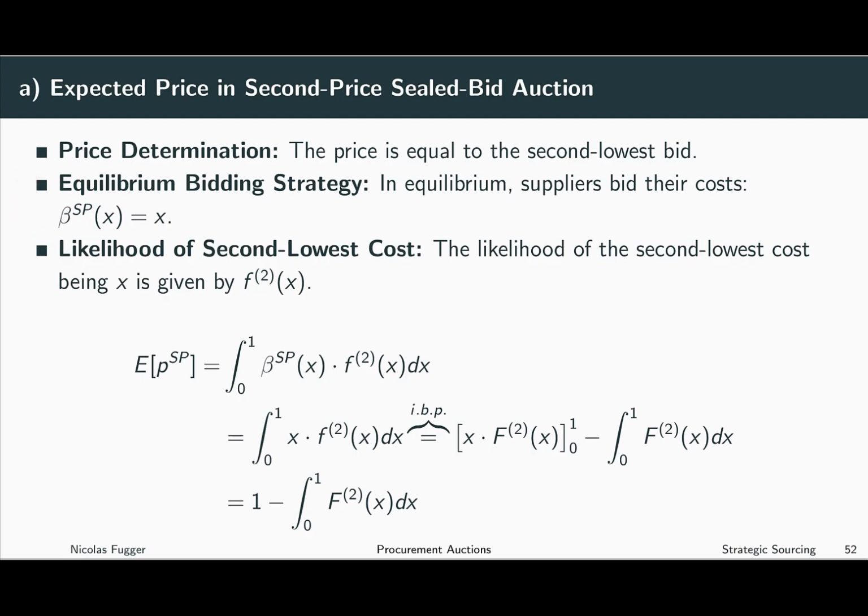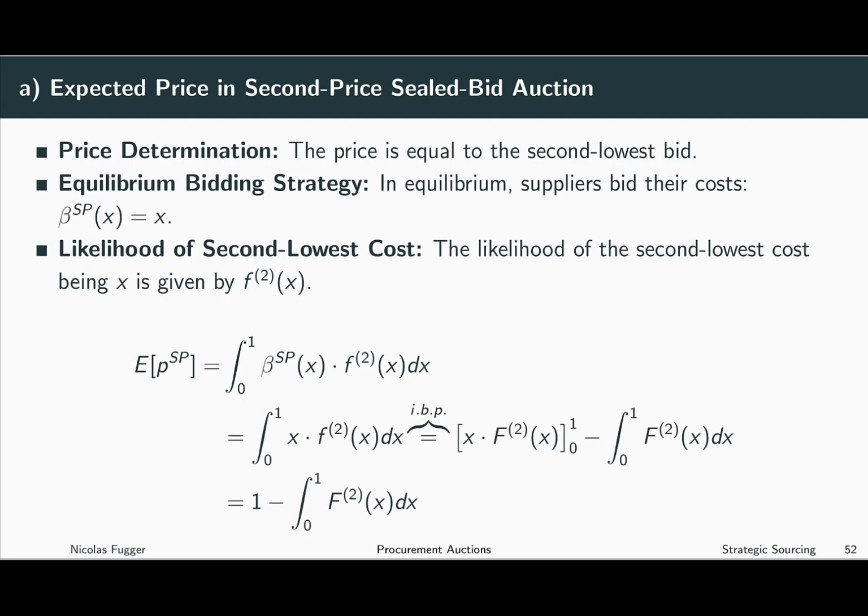So next, we need to know what the probability, or to be precise, the relative likelihood is that the second lowest cost is exactly x. And we denote this density by f2 of x. Okay, so f2 of x denotes the relative likelihood that the second lowest cost is exactly x.